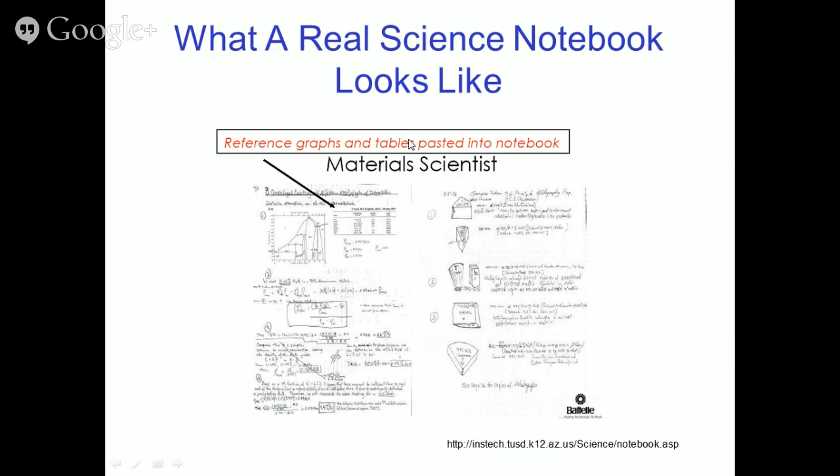Next, it says what a real science notebook looks like. Reference graphs and tables pasted into the notebook. So that's something to consider too. You don't have to have everything start originally in the notebook. This can be a spot where everything goes. If you have to print something out or if you have to create it on something else, it can all just be pasted into the notebook. But it does have graphs, it has observations, it has, look, this guy has formulas in here. So it all goes in there, and try hard to keep it organized.